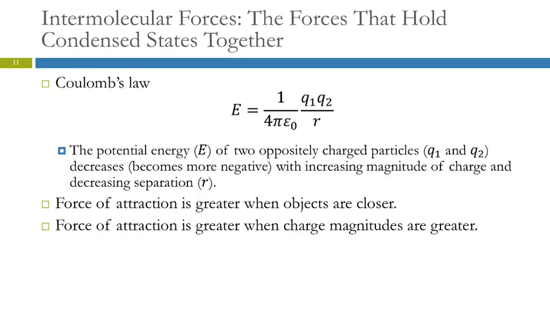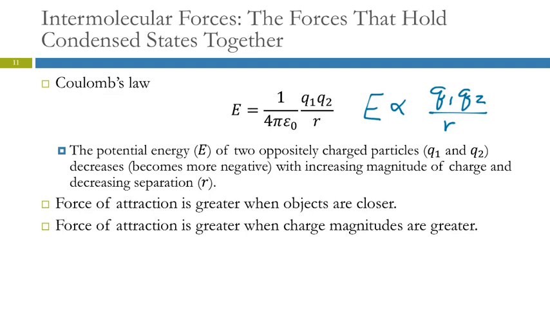So let's review Coulomb's Law. The potential energy of two oppositely charged particles is going to be equal to 1 over 4 pi epsilon naught times Q1 Q2 over R. That looks a little scary, perhaps. Let's just think of it this way. The energy is proportional to Q1 times Q2 over R. This part at the beginning, that's just a proportionality constant, and we don't need to worry about what that is. Q1 is the charge on one particle, Q2 is the charge on the other particle.